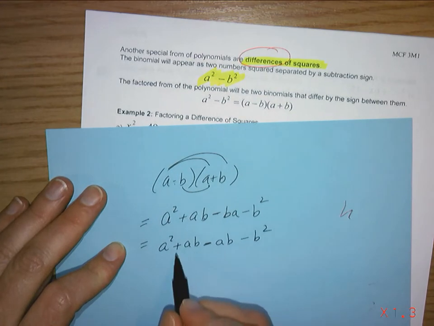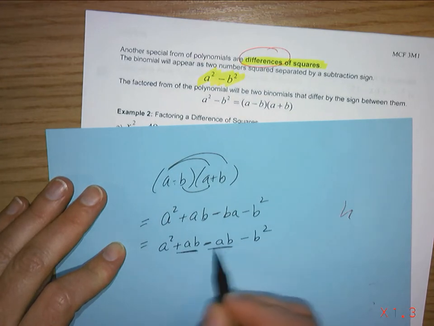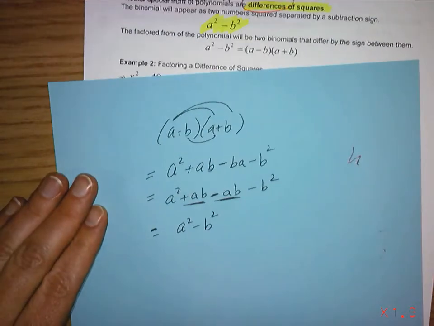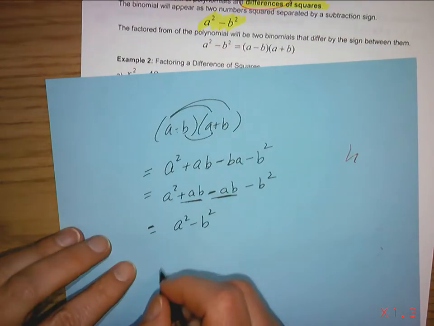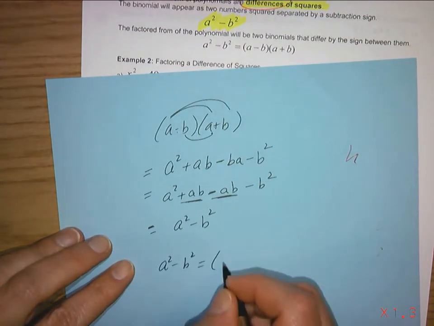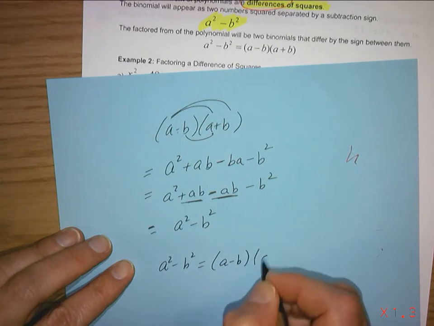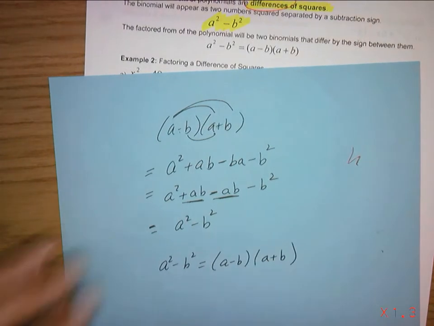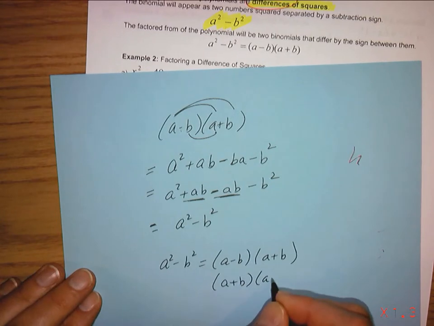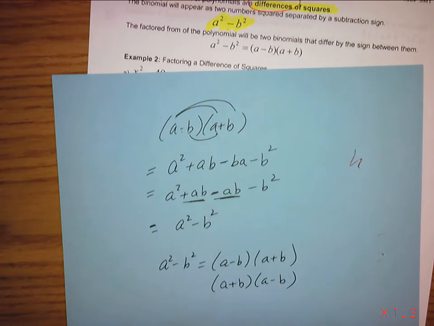So if I've got 1a plus b, subtract 1a plus b, they're going to cancel each other out, leaving us with a squared minus b squared. What does that mean? Well, it means that a squared minus b squared, when factored, is a minus b, a plus b. Or, let's not worry about the order, because the order of multiplication doesn't matter. Okay, so let's see how that's going to work for us.